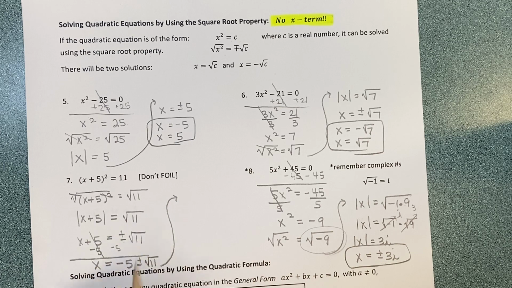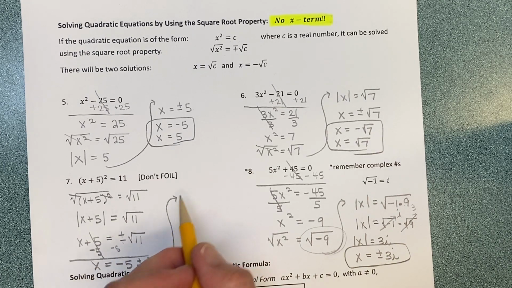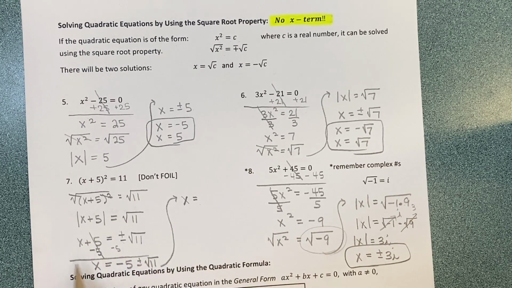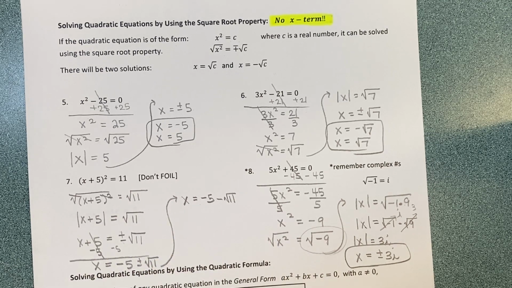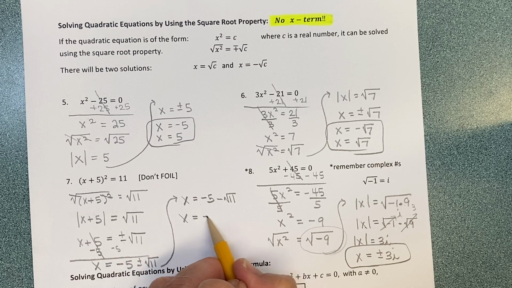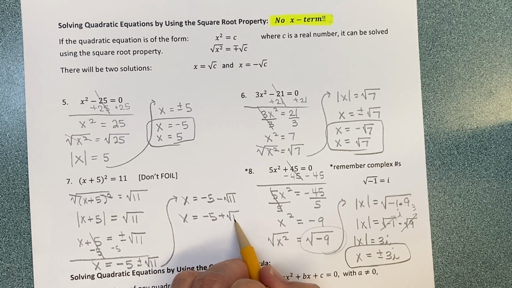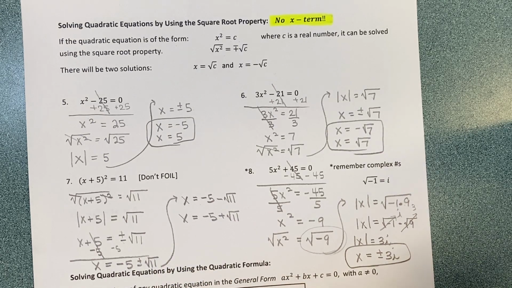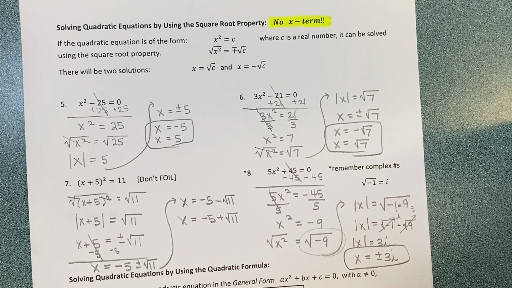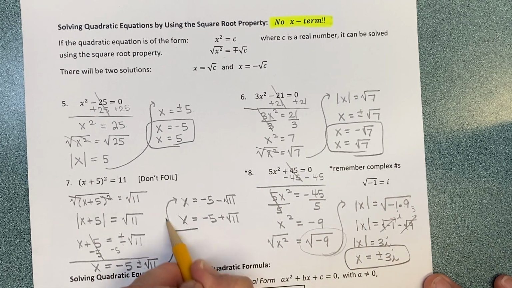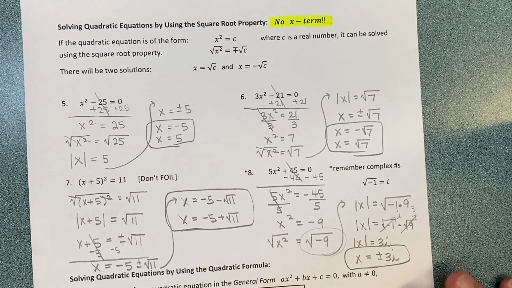I'm going to come up here. I'm going to write these two solutions separately. X equals, I'm going to do negative 5 minus square root of 11. That would be the smaller number. And I'm going to do x equals negative 5 plus the square root of 11. These answers are great. They're irrational numbers. You could change them to decimals, but why bother unless we're requested to change them to decimals? So I would just say that these are my two solutions.